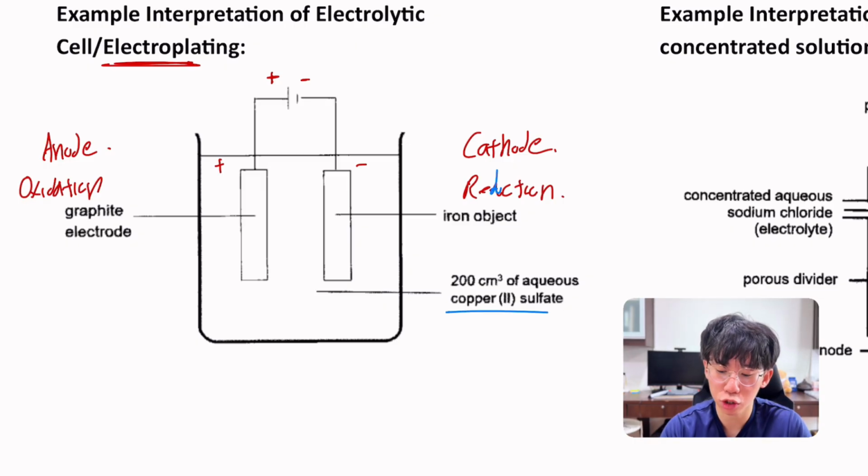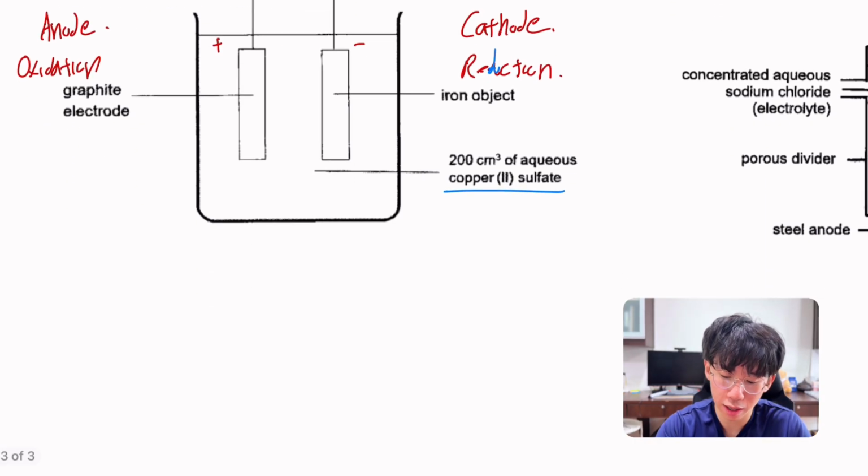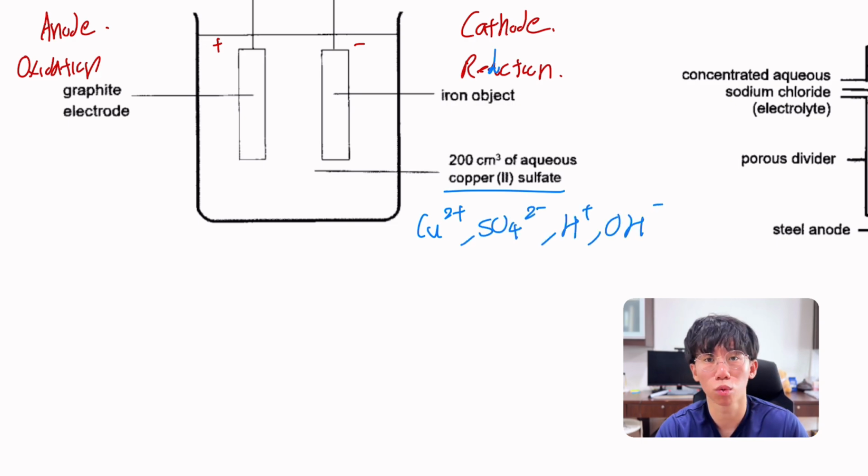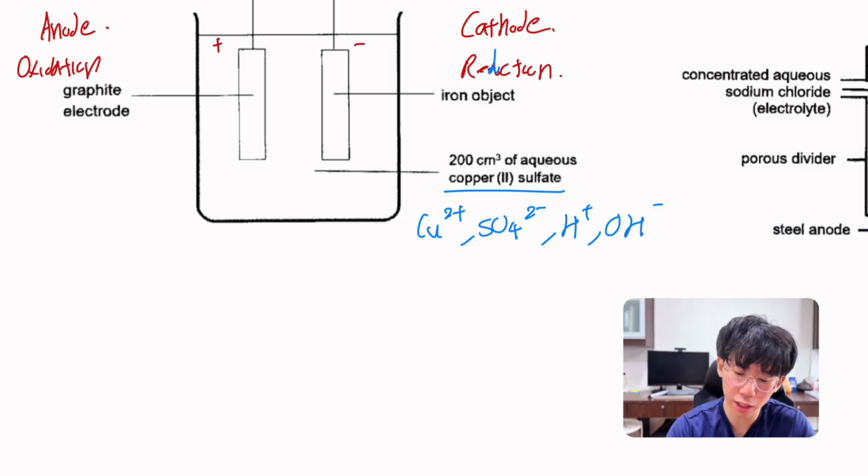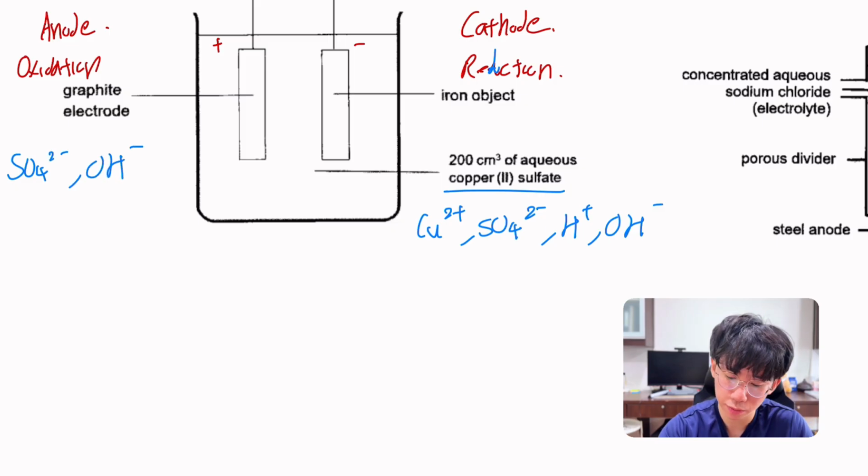Here, this is aqueous copper(II) sulfate. So there are Cu2+ ions, SO4 2- ions, H+ ions, and OH- ions because there is water inside. And now we're going to sort them out. At the anode, this is where your SO4 2- and your OH- will go, and at the cathode, this is where your Cu2+ and your H+ will go.